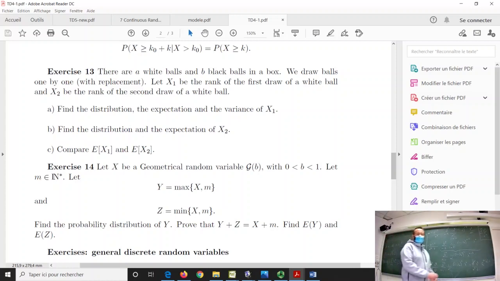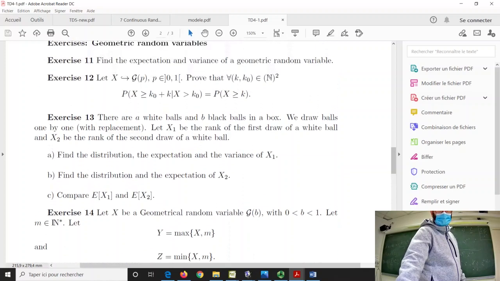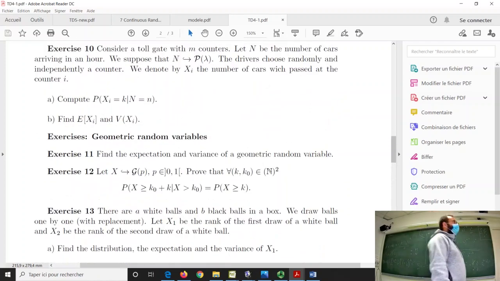Last exercise for today, and maybe I will start, if I have time, the part concerning continuous random variables, or I will start it in the session. I'm not sure. It's exercise 12. It's an exercise concerning geometric distribution. I consider a geometric distribution, and I want you to prove this relation.